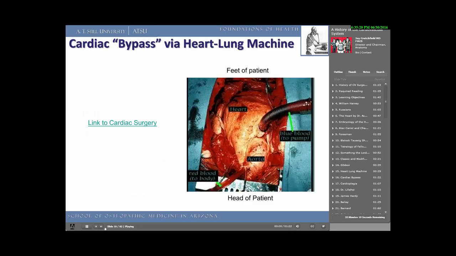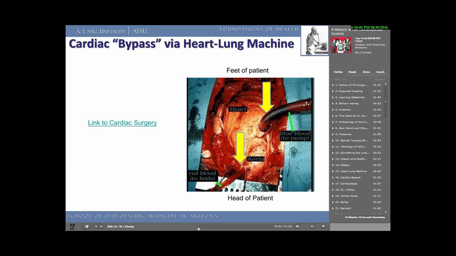Let's take a look. So here's a picture of how the cardiac bypass machine works. A cannula is inserted into the right atrium, and that's labeled blue blood. Blood coming into the heart from the inferior and superior vena cava is deoxygenated, and it leaves the body through that large cannula on the far right side of the screen. It becomes oxygenated and then is delivered back to the aorta, where the circulation of the pump continues to push it through the body.